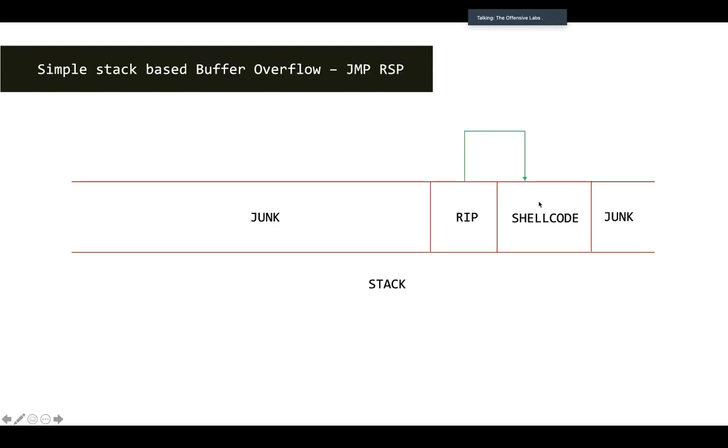If you see this, you usually find out jump RSP in this case, and you just place the jump RSP address here and place the shellcode on the top of the stack, which is immediately after the RBP address. And then the moment you use the jump RSP address here, it obviously points to the top of the stack where your shellcode is. So that's the jump RSP technique.